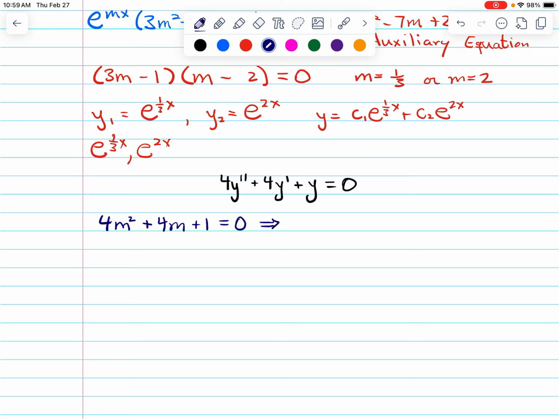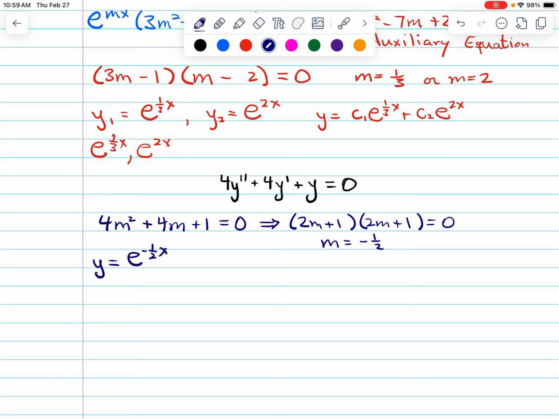Now if I factor this one, I get 2m plus 1, and that's it, right? So it looks like I've got this solution to be m equals negative 1/2. So here's a solution that I get: y equals e to the negative 1/2 x. There's a solution right there.